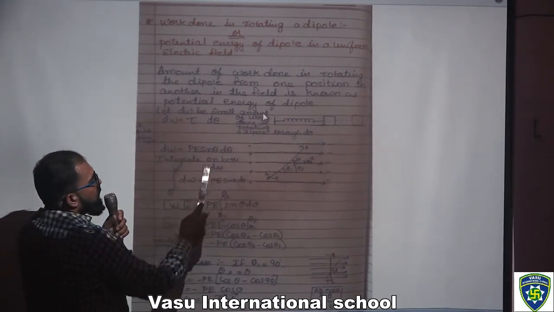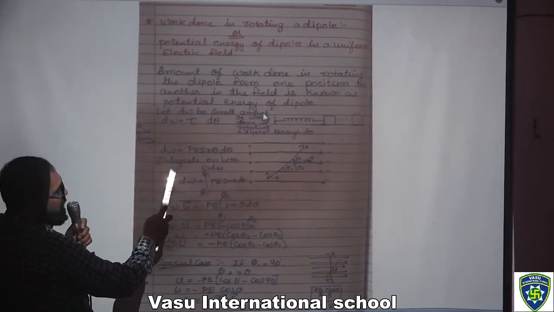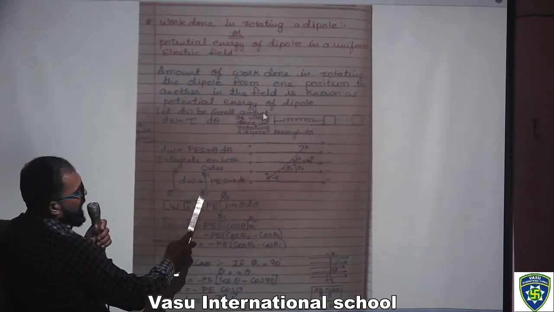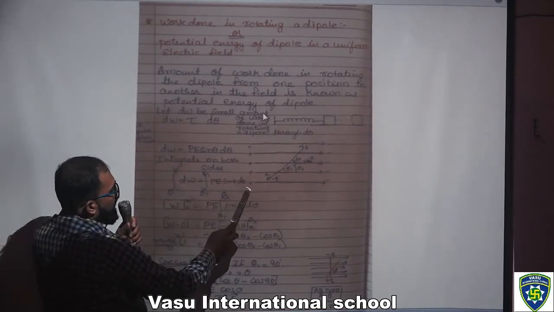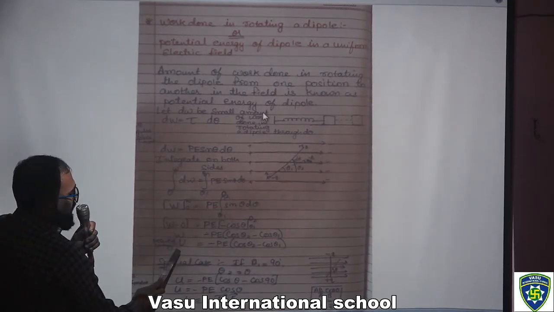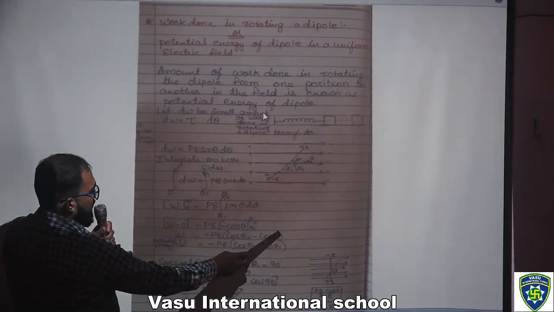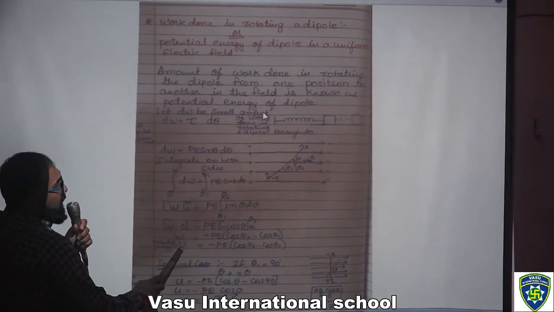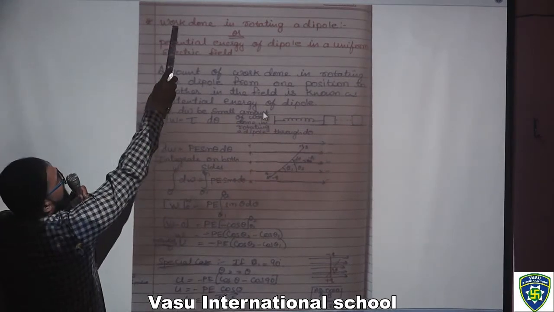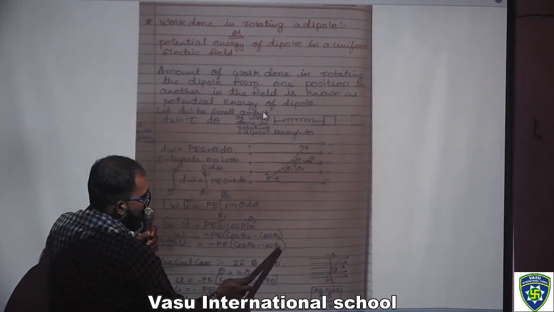So integrate on both sides. Now the work done is from 0 to W, so theta 1 to theta 2 of P E sin theta d theta. Solving that, we get the work done equal to minus P E (cos theta 2 minus cos theta 1). That is nothing but the potential energy. Work done or potential energy, we can write as minus P E (cos theta 2 minus cos theta 1).